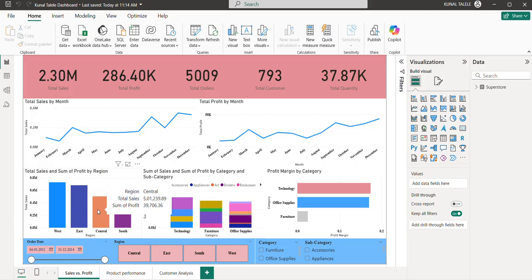Central region shows comparatively low sales and profit, signaling potential areas for deeper analysis or strategic improvement. Regional performance helps guide marketing and supply chain decisions.